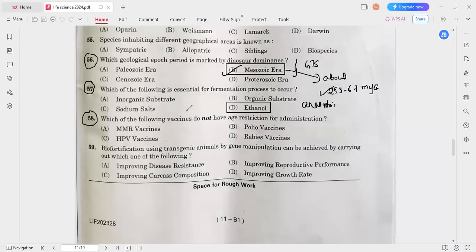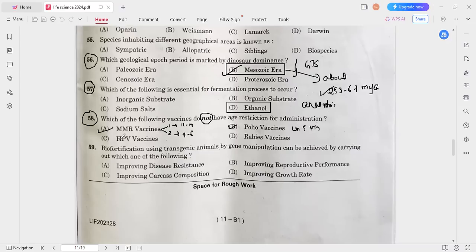Which of the following vaccines do not have age restriction for administration? Here you can see the word "not", which means which vaccine does not have an age restriction. The MMR vaccine, that is measles, mumps, and rubella vaccine, has an age restriction. Even though it is given in two doses, the first dose is given at 12 to 15 months, and the second dose at 4 to 6 years. Next is the polio vaccine. This polio vaccine also has an age restriction, under 5 years.